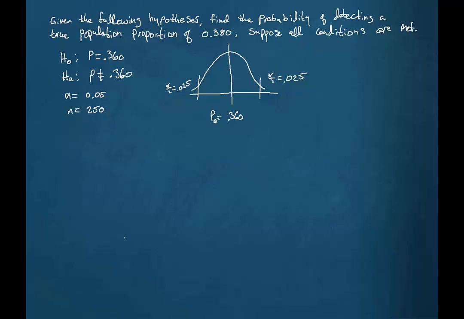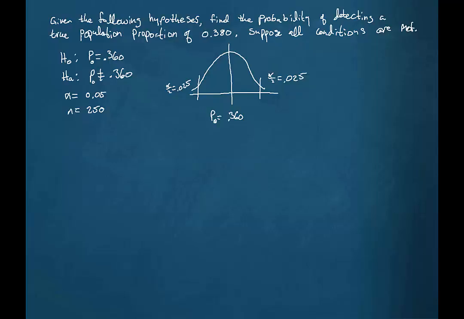Given the following hypotheses, find the probability of detecting a true population proportion of 0.380. Suppose all conditions are met. So we have a null hypothesis of 0.360, population proportion hypothesized, so we'll call that P sub 0. Alpha is 0.05, our sample size is 250, and so this is our hypothesized distribution.